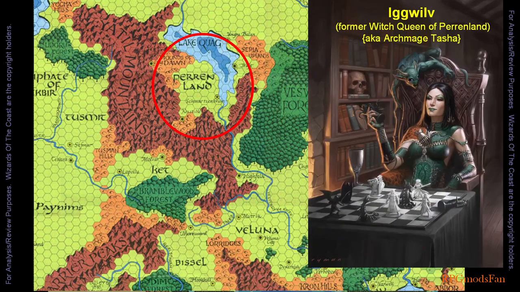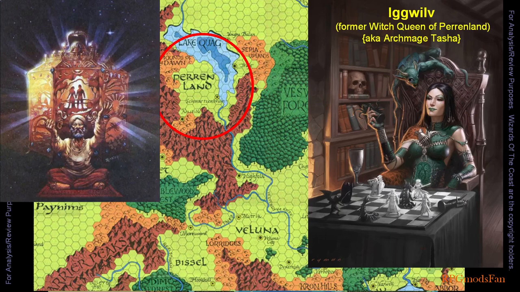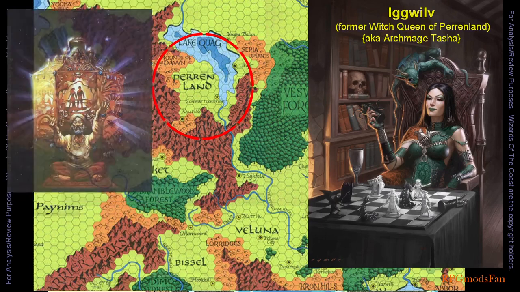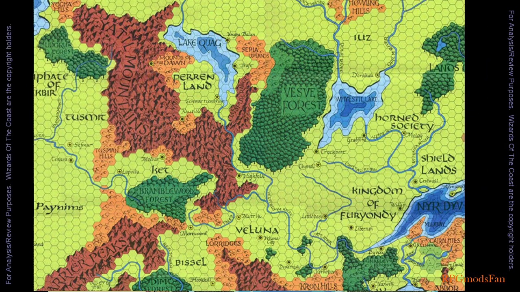Perrinland was once ruled by the witch queen Iggwilv. During her reign, she gathered enormous wealth, including the fabled Dyvers' wondrous lanthorn. The current rulers of Perrinland, Ket, Bissel, Veluna, and Ahlissa, all want the witch queen's treasure, particularly the wondrous lanthorn. Her treasure is said to be hidden in the lost caverns of Tsojcanth. The lost caverns are said to be hidden somewhere in the mountains south of Perrinland.